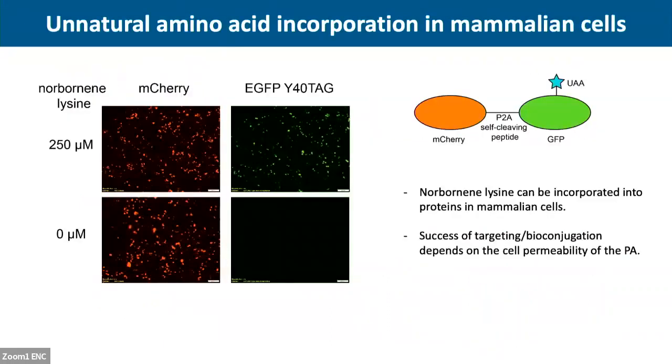And also unnatural amino acid incorporation works in mammalian cells. Here, I am showing fluorescent proteins. I apologize for this, but it is actually very easy to see what's going on. So we have this system where we have a red fluorescent protein, which tells us that the mammalian cells got the plasmid that we transfected them with. And then the green fluorescence tells us that we actually installed the unnatural amino acid successfully in this context. So installing the unnatural amino acid works really well.